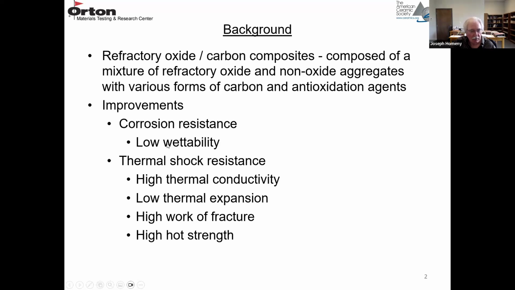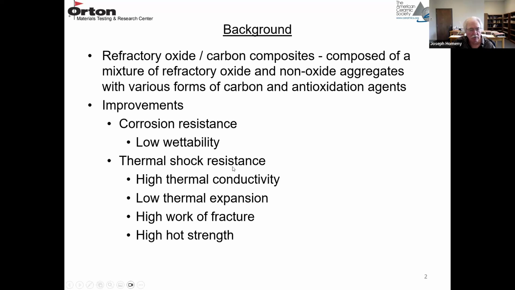So carbon has low wettability in terms of molten metals, molten slags, glasses. If the molten material doesn't wet the carbon, it can't react with it. So low wettability is essential for corrosion resistance.